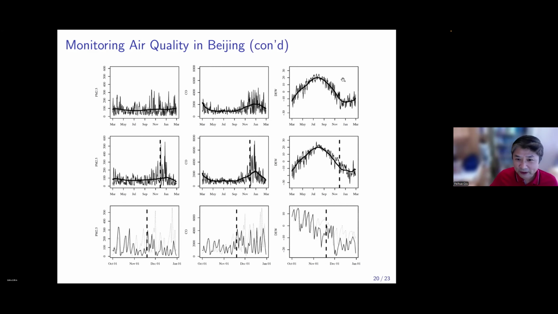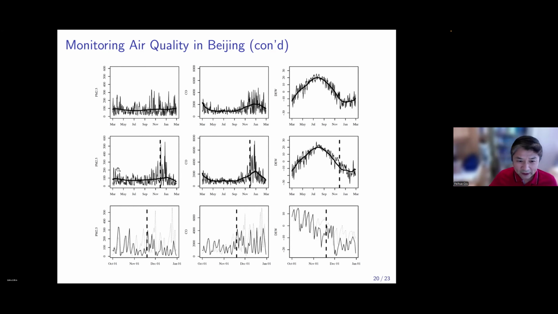And then the first row, this is the first year data. Remember, we have three variables. This is PM 2.5, this is CO, this is DEW. And those are the observed data. The dark solid line denotes the estimated mean, by using non-parametric curve estimation.